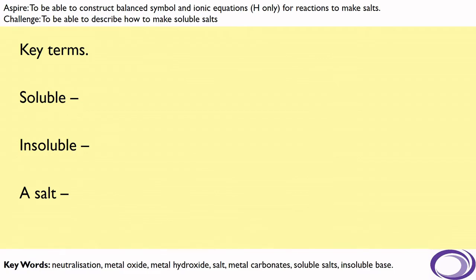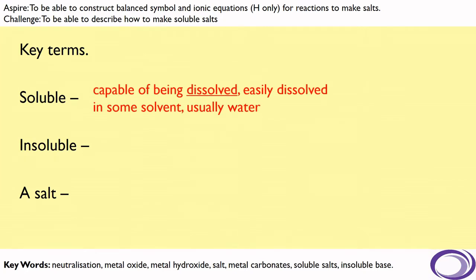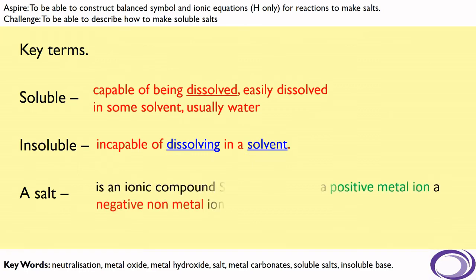Now in today's lesson we're going to be using some key terms. The first one being soluble. Soluble means that a substance is capable of being dissolved, easily dissolved in some solvent, and the solvent we use is typically water. Insoluble means that a substance is incapable of dissolving into a solvent. A salt is an ionic compound that contains a metal ion and a non-metal ion.